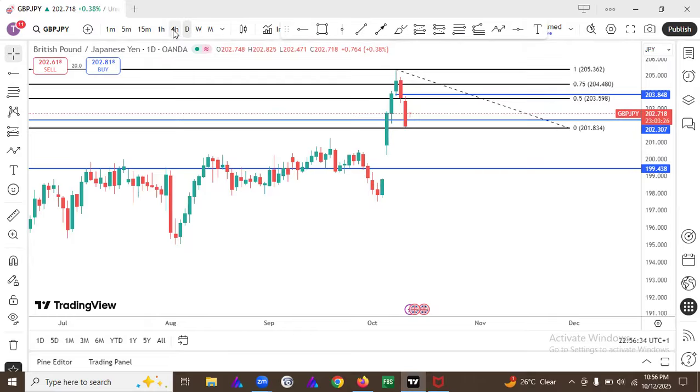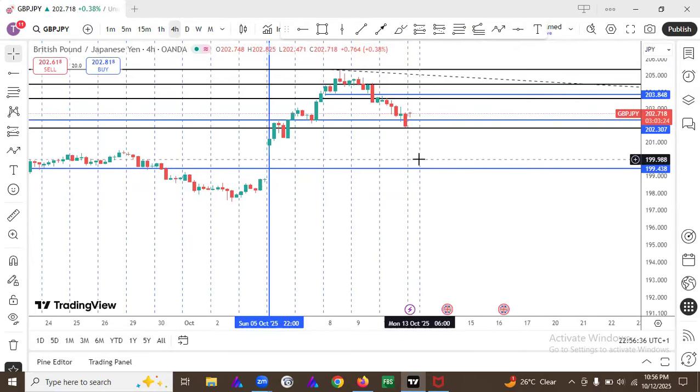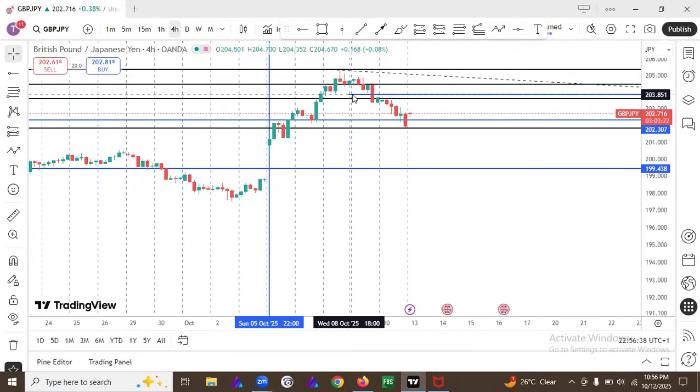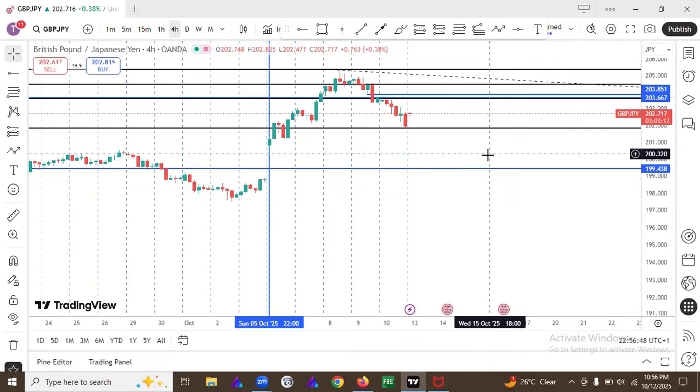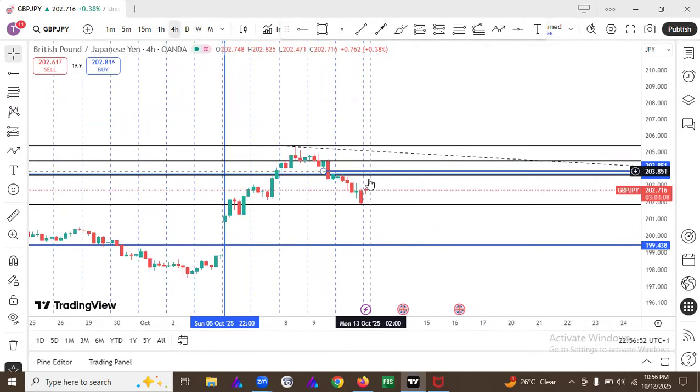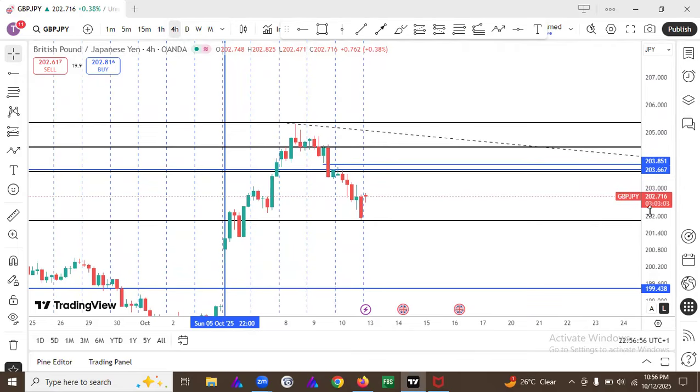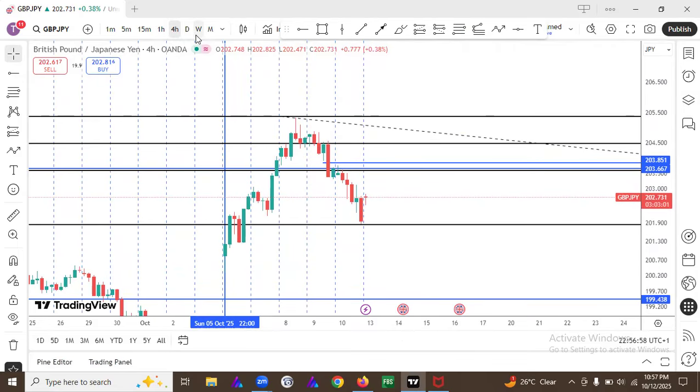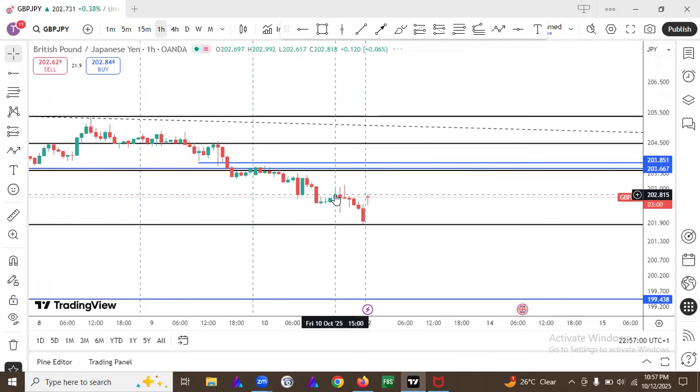So let's go down to the 4 hour. On the 4 hour, you can see we have this fair value gap. This will be a very good area or zone to consider selling GBPJPY. Okay, let's see what's happening on the 1 hour time frame.